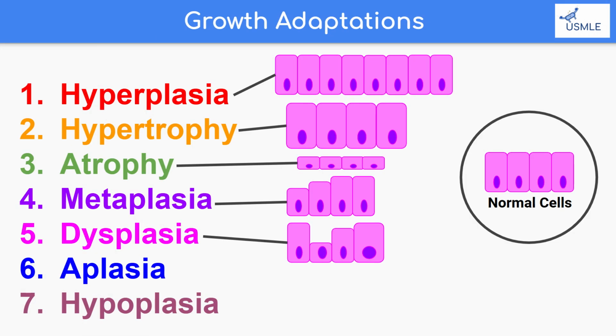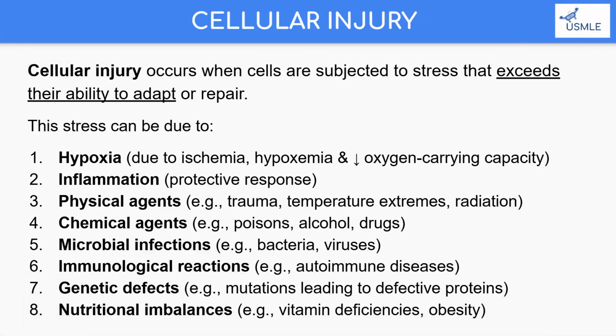If you remember, we have studied cellular adaptations in the previous video, and keeping their mechanisms in mind will help in understanding the pathophysiology of cell injury. Cell injury occurs when cells are subjected to stress that exceeds their ability to adapt or repair. Let's dive into the etiology of cell injury.